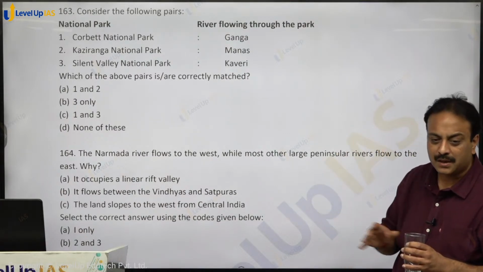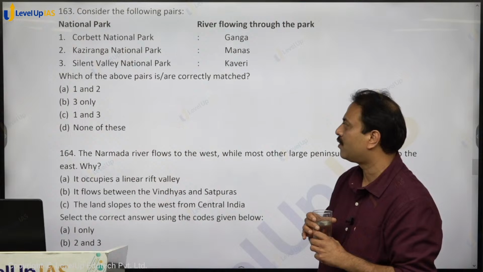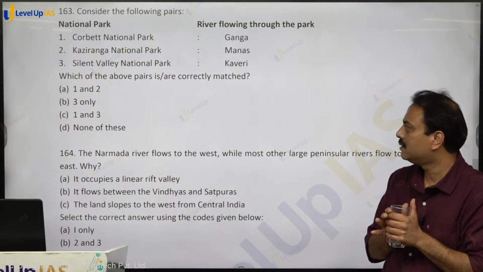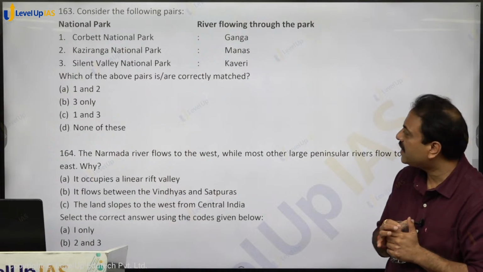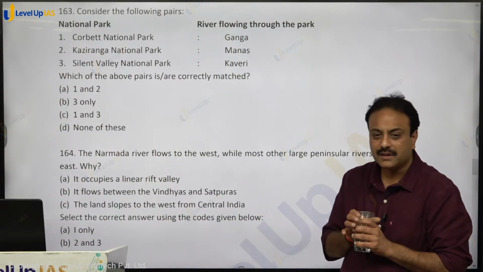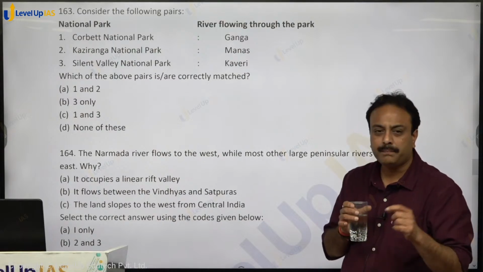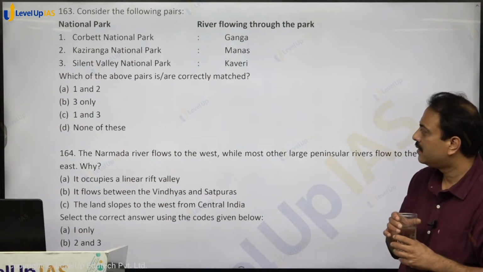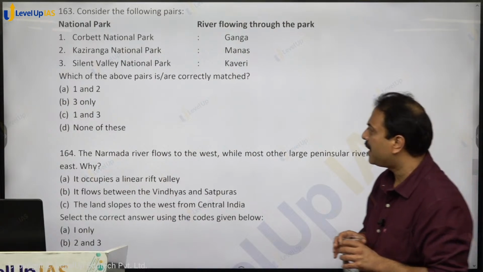Kaziranga National Park. Manas River has Manas National Park. Kaziranga is not on Manas. Kaziranga is on, I can't recall it. It is not on Manas, so it is a wrong one. Silent Valley National Park. Kaveri. It is not on Kaveri, it is on Kunthipuzha. Kunthipuzha, P-U-Z-H-A. Silent Valley. So all three are incorrectly matched.